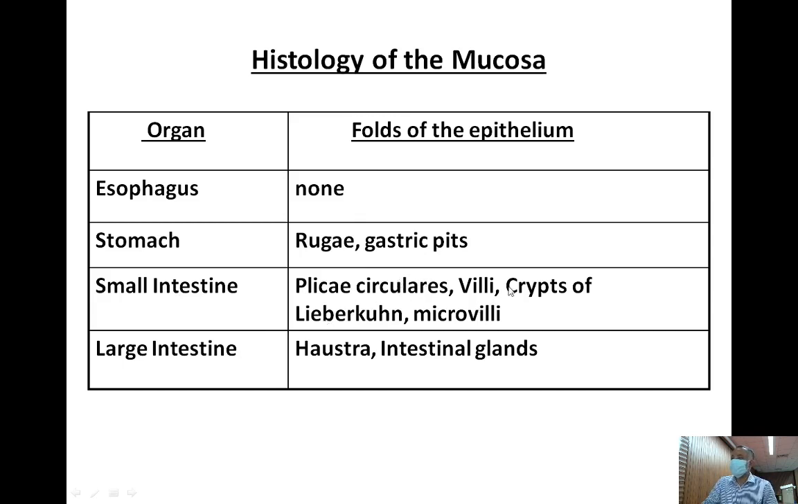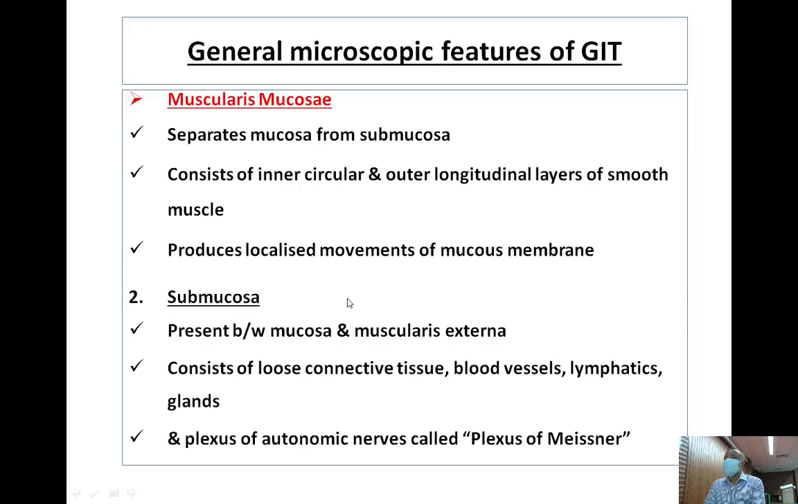In the mucosa we have the villi. Then in the mucosa we also have the crypts of Lieberkühn, which are extensions, actually the formation of the glands. Then microvilli are also present, which help in absorption. In the large intestine, there are again circular folds, called haustral folds, and intestinal glands are present in the mucosa. Clear? Now come to the submucosa.